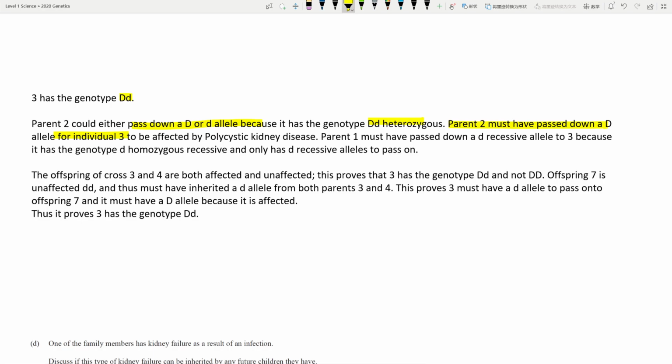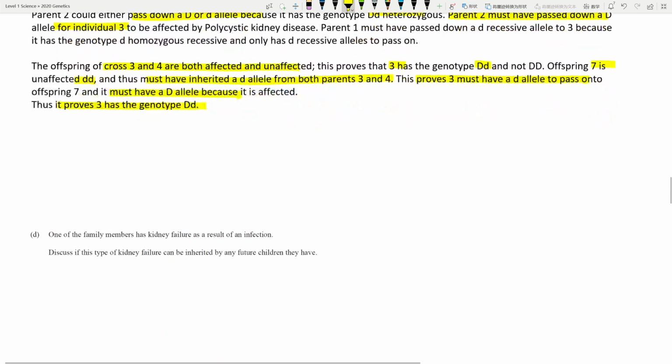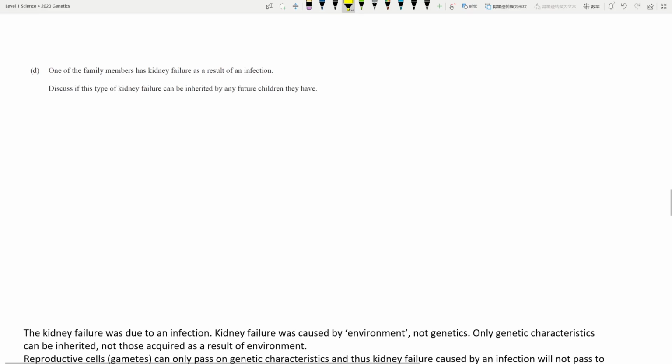But if you look at this part, the offspring of number 3 and number 4 are both affected or unaffected, which means 3 must have big D, small d, because number 7 is small d, therefore has inherited a d allele from both parent 3 and 4. This means 3 must have a small d, and it also must have a big D because it's affected, and therefore it is heterozygous. Okay, so there you go. Hopefully that makes sense.